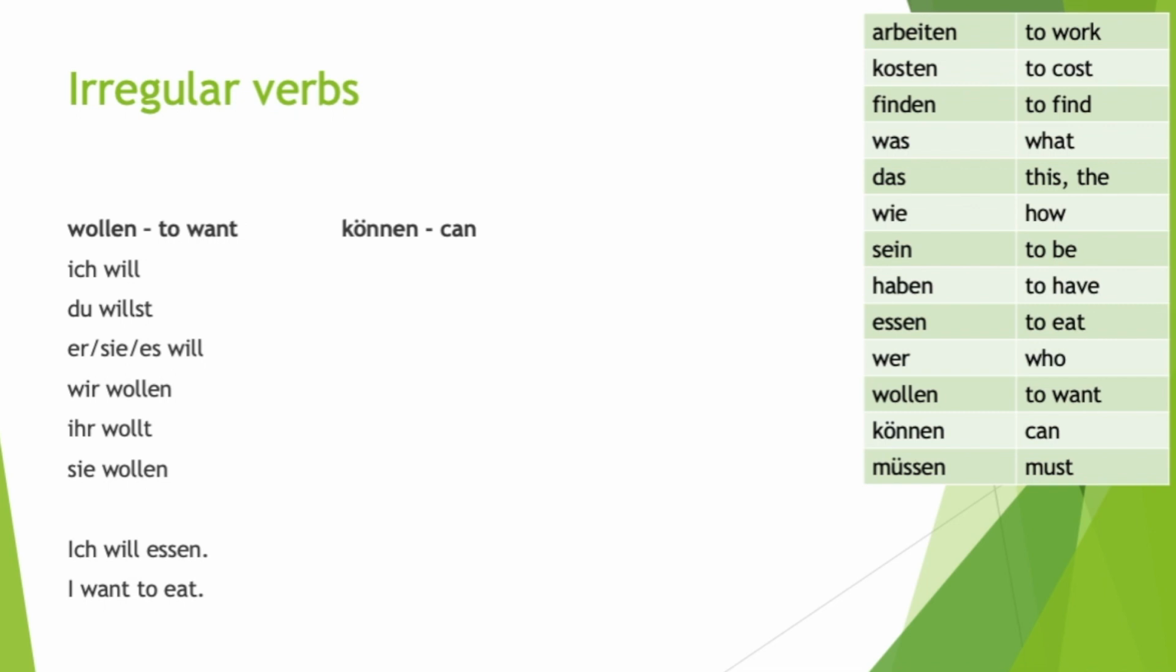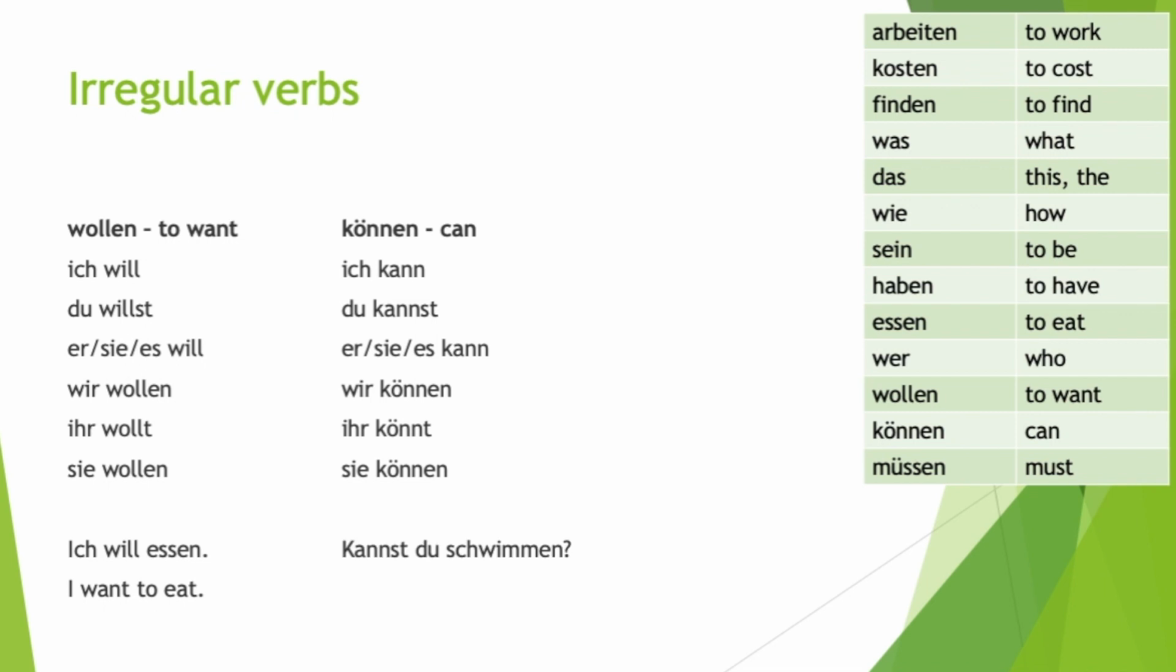So können. Ich kann. Du kannst. Sie, es kann. Wir können. Ihr könnt. Sie können. Example. Kannst du schwimmen? Schwimmen means swim. This is from the last lesson as well. And it means, can you swim?